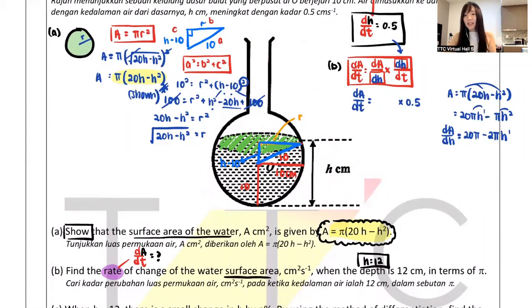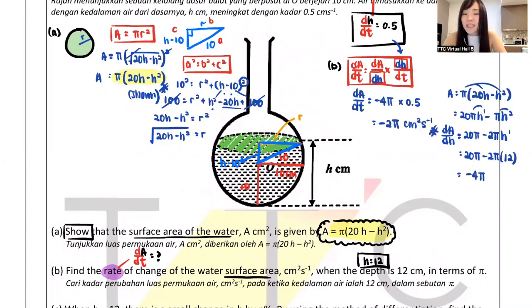So guys, once I got dA dH, then they tell me what? H is 12. H is 12, isn't it? We can sub 12 inside. Saw it? So 20 minus 2 times 12, negative 4 pi. Correct. So I sub negative 4 pi inside. This one times 0.5, isn't it the answer? Negative 2 pi cm square per second.